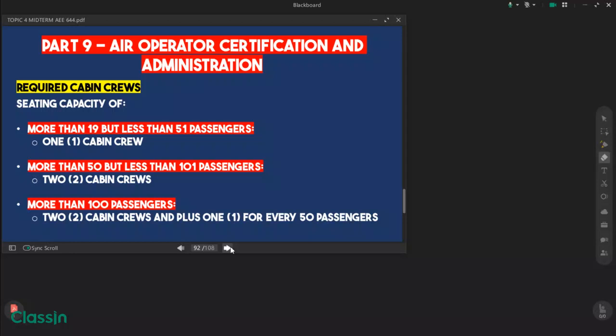So remember lang, 19 to 50, 1; 51 to 100, 2; 100 pataas, more than 100, you need 2 pa rin, and plus 1 for every 50 passengers then. Okay?